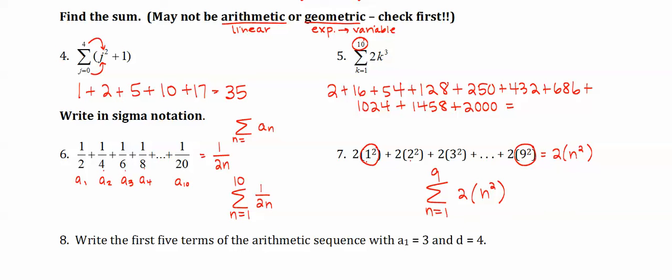Number 8 and number 9, similar. You can't see 9 right now. Similar. 8, I'm telling you it's arithmetic, which means we're adding. We've got the first term. We've got our difference, or our slope. We're finding the first 5. So I'm starting at 3 and I'm adding 4 each time. So 3, 7, 11, 15, 19, and I've got my first 5 terms.